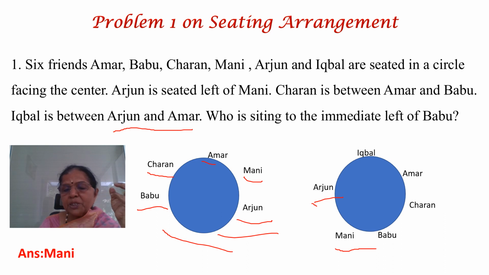And the second one, Charan is between Amar and Babu. So I brought them on the opposite side of the circle. Alright. And now the third statement, Iqbal is between Arjun and Amar. So now I can very coolly put Iqbal here in between Amar and Arjun. So this is the right way. Sometimes you may get it at the first stroke. If you are not able to get it, draw it once again, changing their position to the right or the left side of the circle. So who is sitting to the immediate left of Babu? Mani is sitting to the left of Babu.